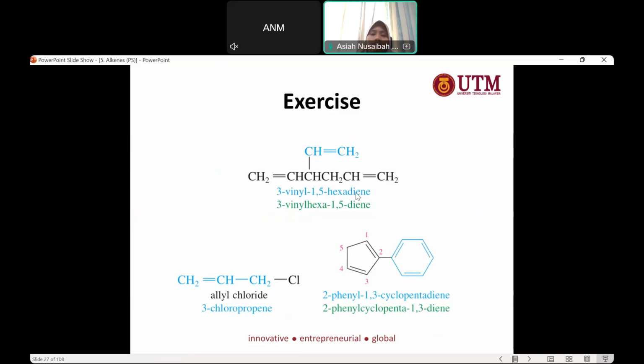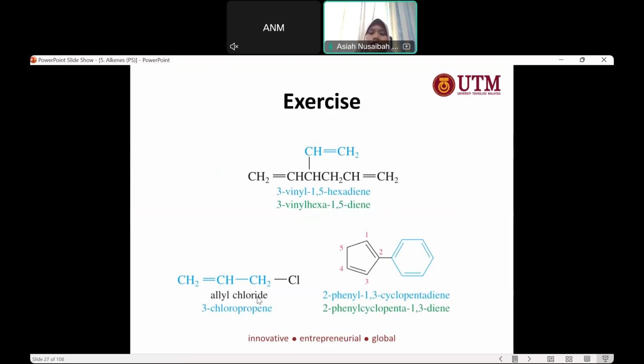So this is the old IUPAC name. For the new IUPAC name, you simply put the number in between the name representing the number of carbons, which is hexa here, then put the number and continue with diene, representing an alkene having 2 double bonds. Okay, that's the top. Bottom here, let's see, we have allyl chloride.